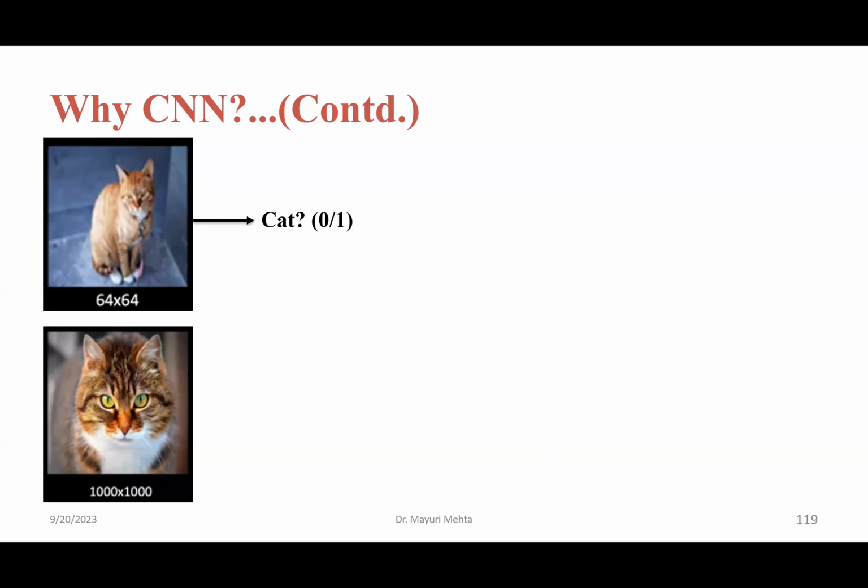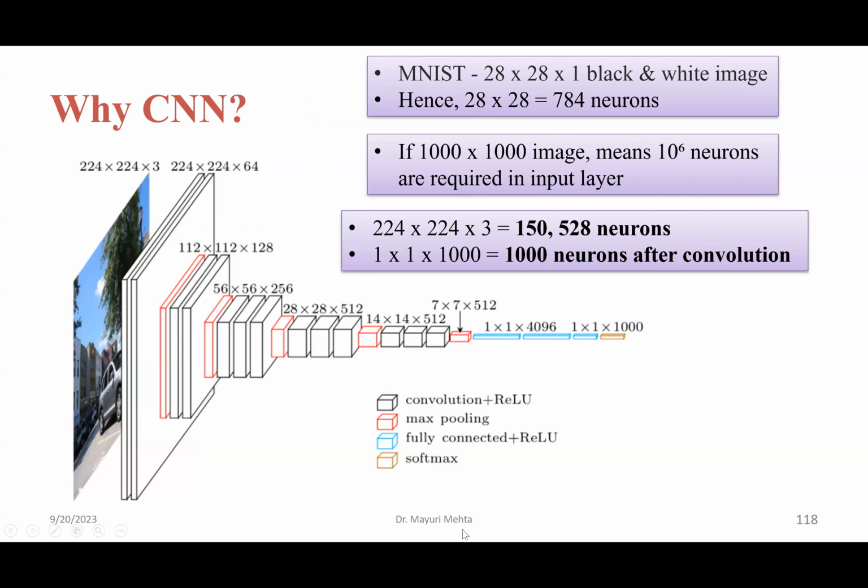So, at last, we discussed this example, which I'll repeat again: what are the disadvantages of using our conventional feed-forward neural network, which motivate us to use CNN. We also discussed, before this, one example of MNIST, and both these examples are just to explain how a huge number of neurons are required in the input layer of our traditional neural network to process images.